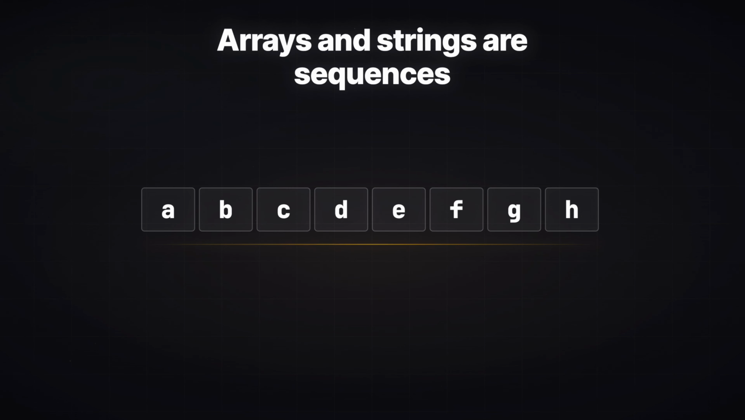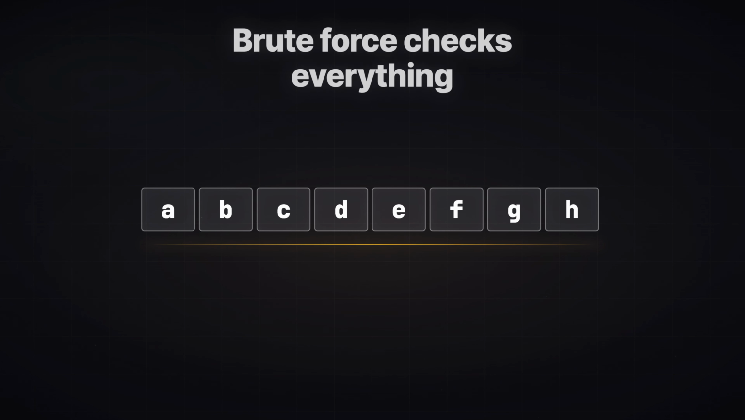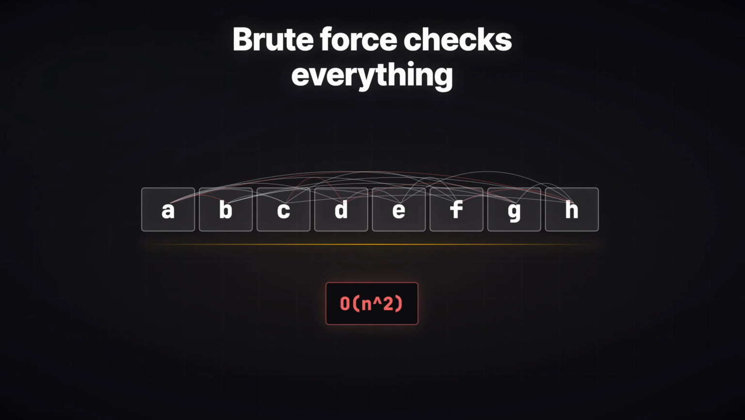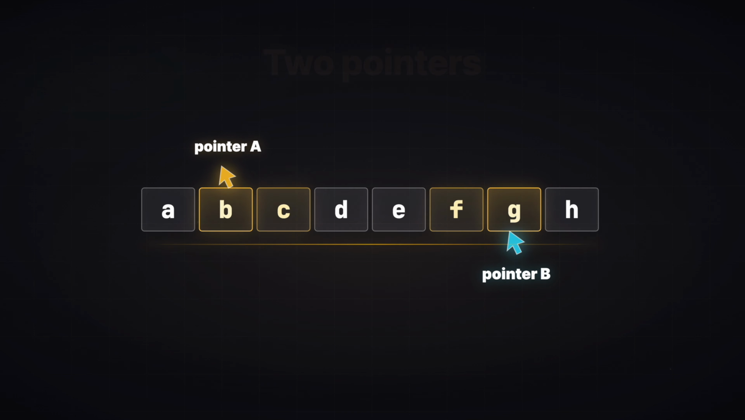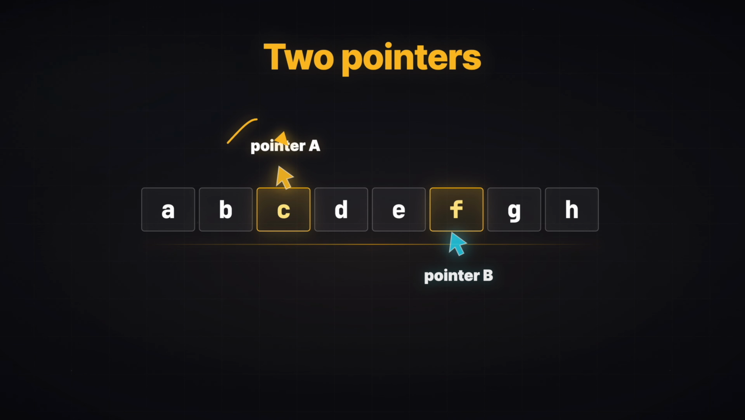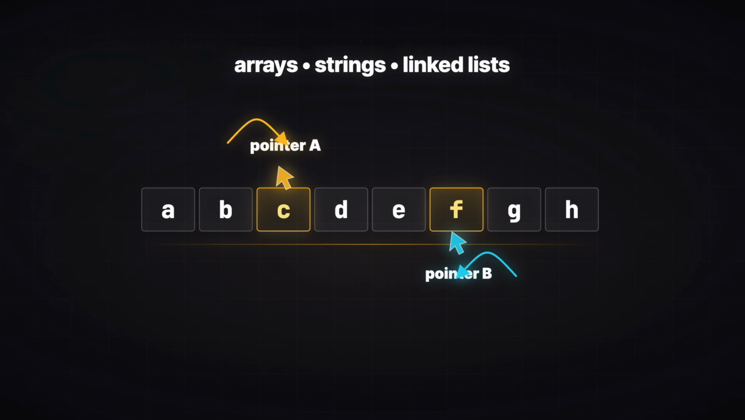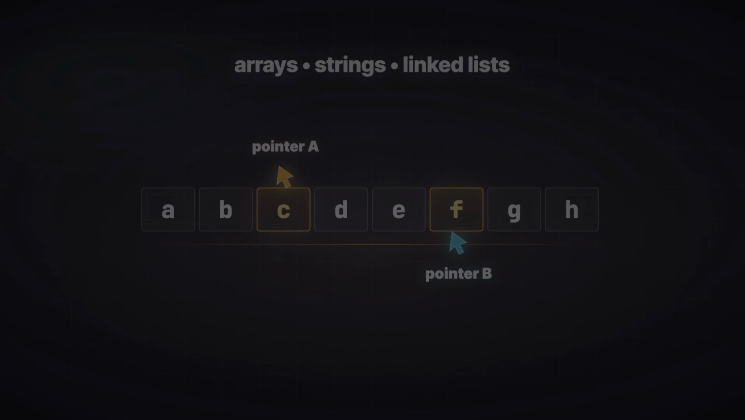Imagine you are solving a problem on an array or string. The brute force way is to compare everything with everything else. It works, but it is often slow. Now imagine using two fingers. One finger points to one position. The other finger points to another position. You move them carefully based on what you see. That is the two pointers technique. It is one of the most useful patterns for solving problems on arrays, strings, and linked lists.